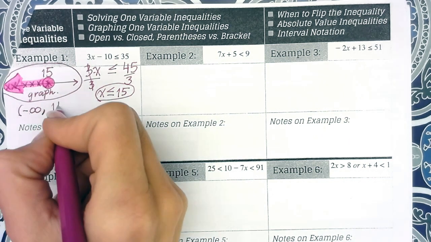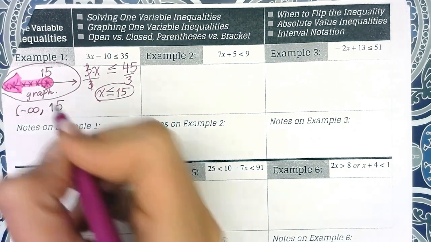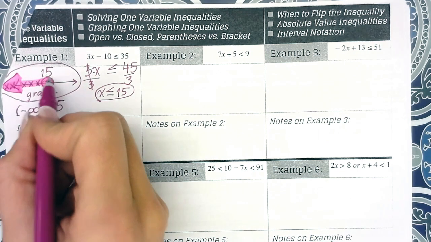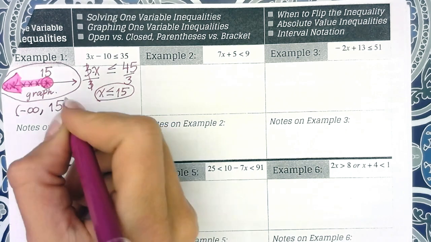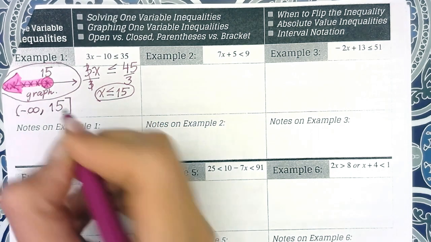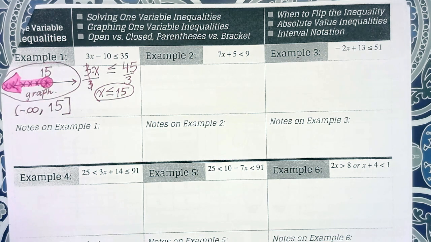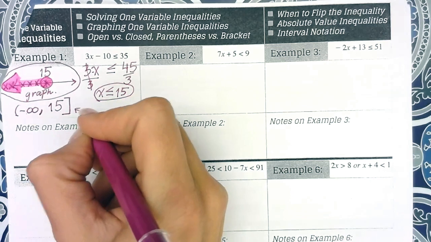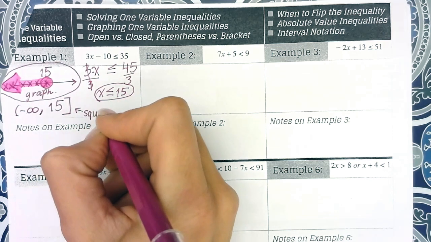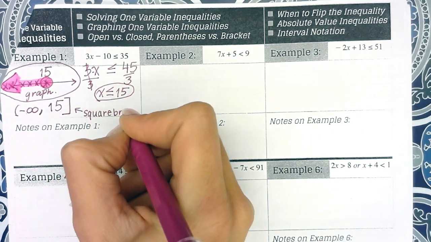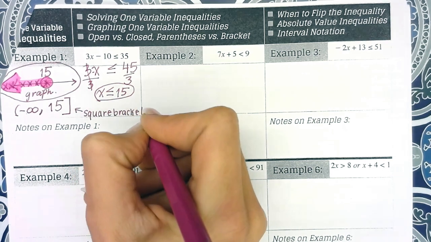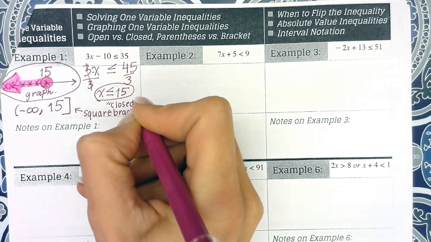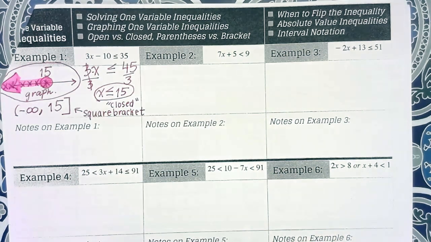So 15 is where I stop. Now I can get to 15. It's colored in. We call this closed. It's equal to. That symbol I use for this then will not be a parenthesis. It is a closed square bracket, okay? So I'm going to draw a little arrow. I'm going to label that square bracket. So if you have to say it out loud, that's what I say in class for us. And another word I might use for this point is closed, because it's equal to.